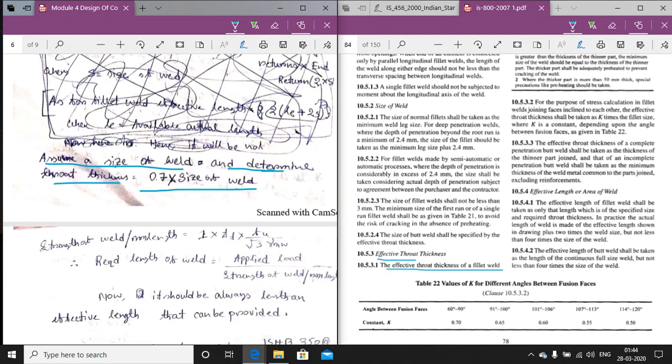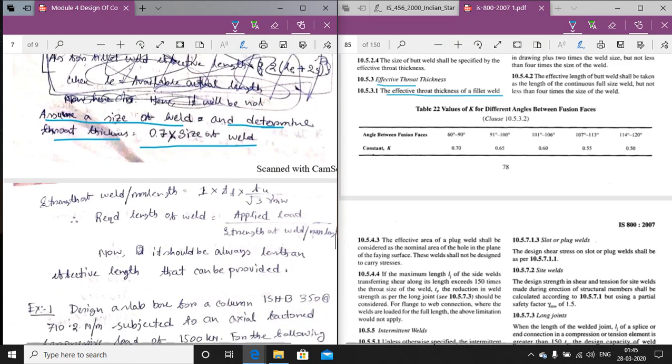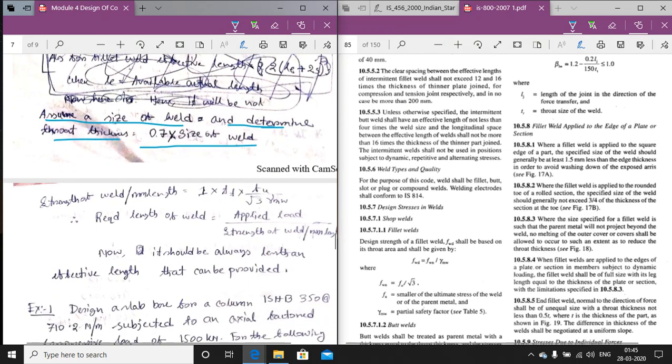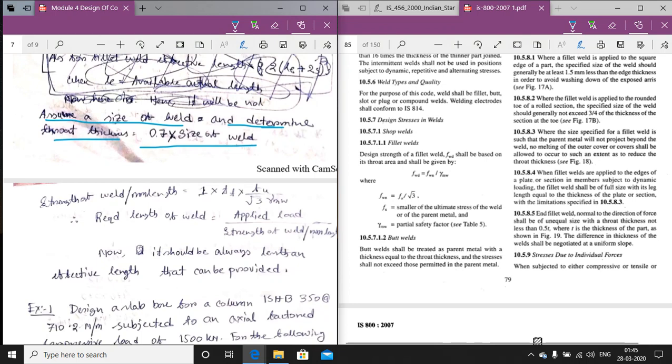So first we have to assume the size of the weld, that means 8 mm, 6 mm, that is the general size of the weld. Then we have to calculate the effective throat thickness. Then we have to determine the strength of the weld. What is the formula for the strength of the weld?